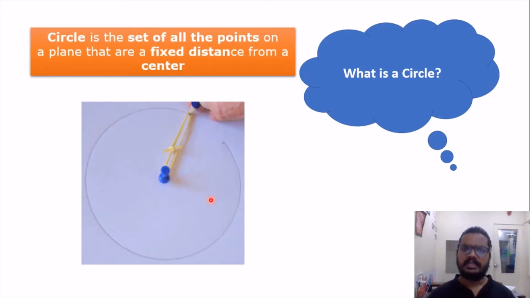So circle is a set of points. Now I am saying set of points because on the periphery there are a lot of points which come together, and these points are always at a fixed distance from the center, and this is a very important part of the circle. A circle cannot be formed if all the points are not equidistant, or at the same distance, from the center. So we have understood what is a circle. Circle is a set of all the points on a plane, that is a two-dimensional structure, at a fixed distance from the center.